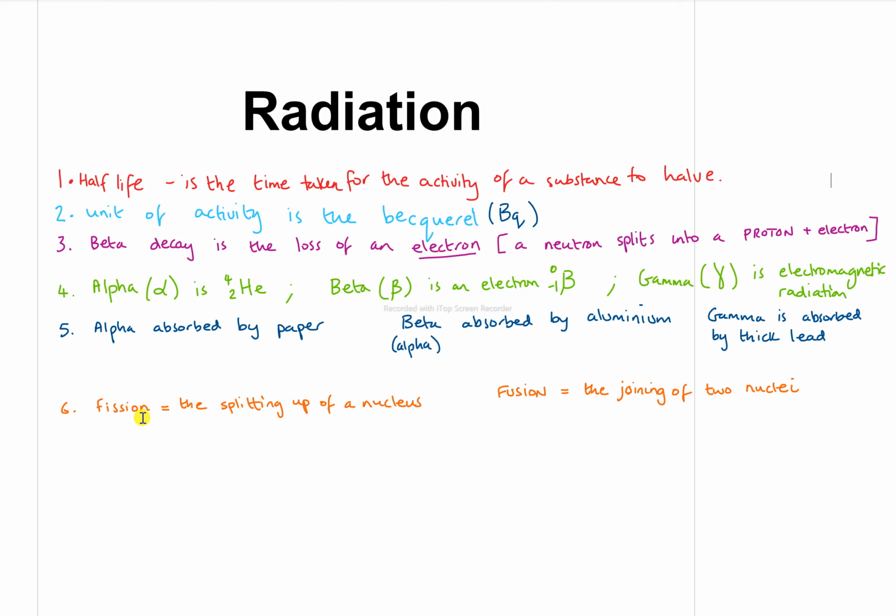Right. Fission is the splitting up of a nucleus. Fusion is the joining of two nuclei. Two, right? Not two nucleus. Two nuclei or two nucleuses. You've got to make sure that you show you want the plural, so it's better to put the word two in, as long as the marker knows your intention that it's more than one.